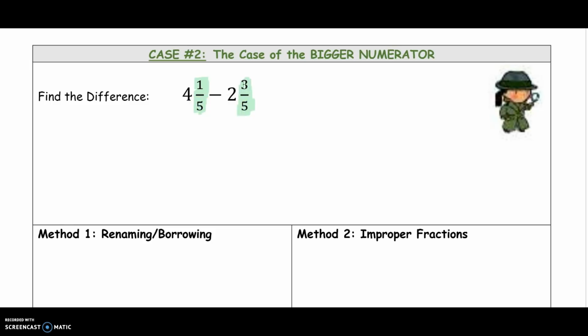I don't have enough. So the bigger numerator is in the second number, or the second mixed fraction in this case. Okay. Now a common mistake is to just subtract 3/5 minus 1/5 and get 2/5. But we need to make sure that we're taking away 3/5 from the entire original mixed number.